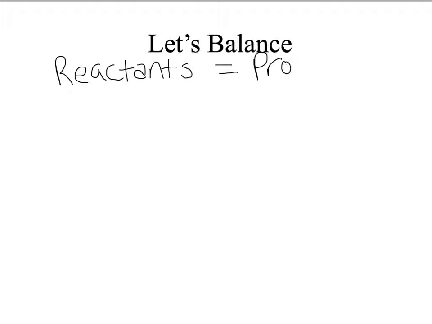Now we're going to do something called balancing equations. Okay? Balancing means that everything on the reactant side has to equal everything on the product side. There has to be the same amount. Things just don't disappear. Okay?